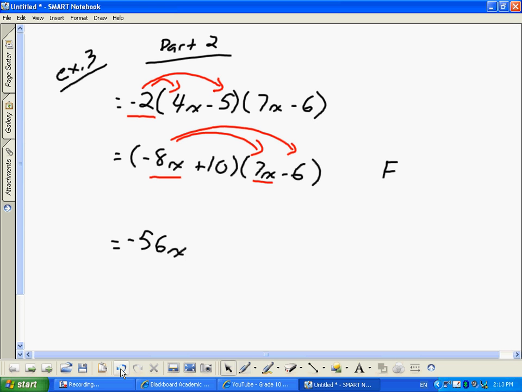Well, if you take a look at that, that's the outside terms. They've given it a name. Okay? -8x times -6 is +48x. Okay? Now that I've done the -8x by both terms in the other bracket, I'm going to deal with 10.